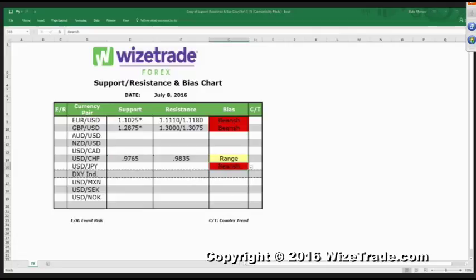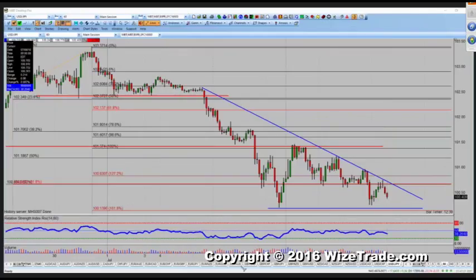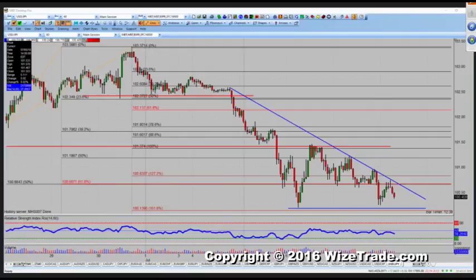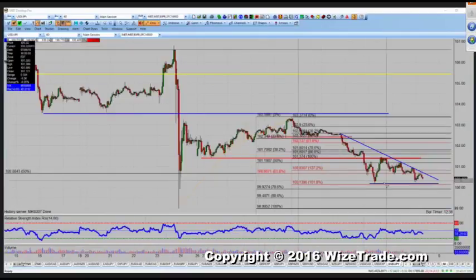This is the only dollar pair that we've had all week as being bearish. And look at that wedge it's developing. So it tells you that if we have a weak jobs report, this is where you want to be, right? On a weak jobs report.